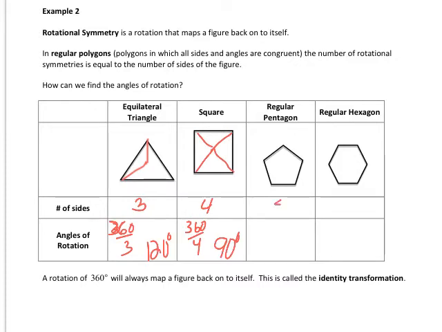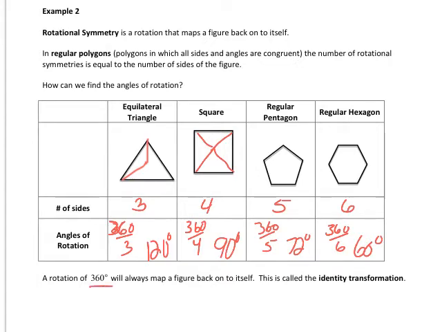A pentagon has 5 sides, so 360 divided by 5 is 72 degrees. And then a hexagon would be 360 divided by 6, which is 60 degrees. That's how you find the degree of rotation. That's how much it takes before an image will map back onto itself.